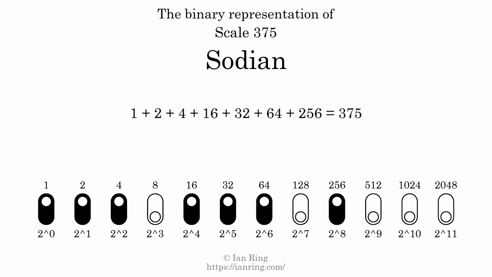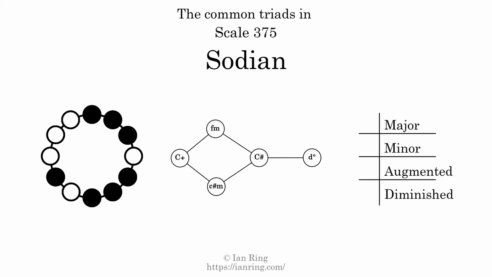The scale number not only enumerates the scale with a unique index, but it also literally describes the tonal content of the scale. Represented as a binary number in base 2, the scale number is 00010110111. Here are the common triads present in this scale.